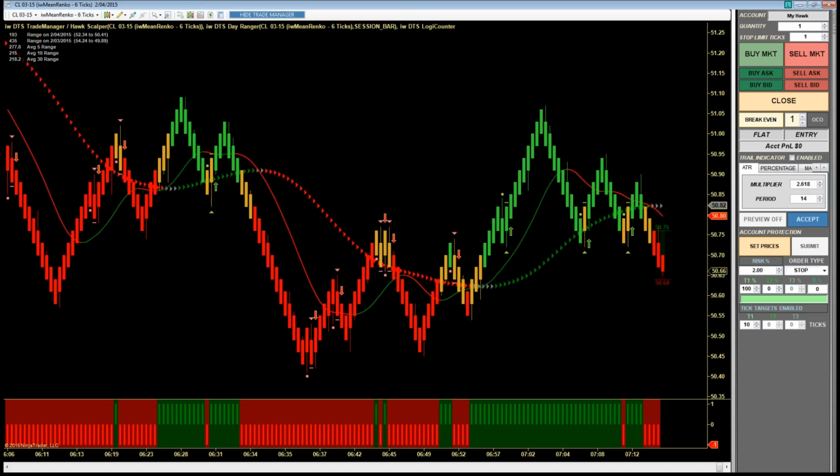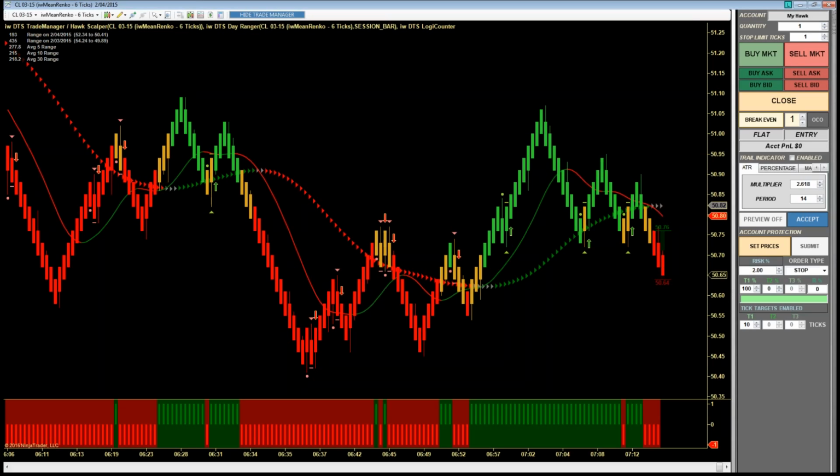So the way you can use this tool is you can use it to see whether the market is nearing its average range. So at 200 ticks, crude is probably pretty close to its average. Say we're going to average all this out at about 250 ticks. We might expect about another 50 ticks out of crude oil today.